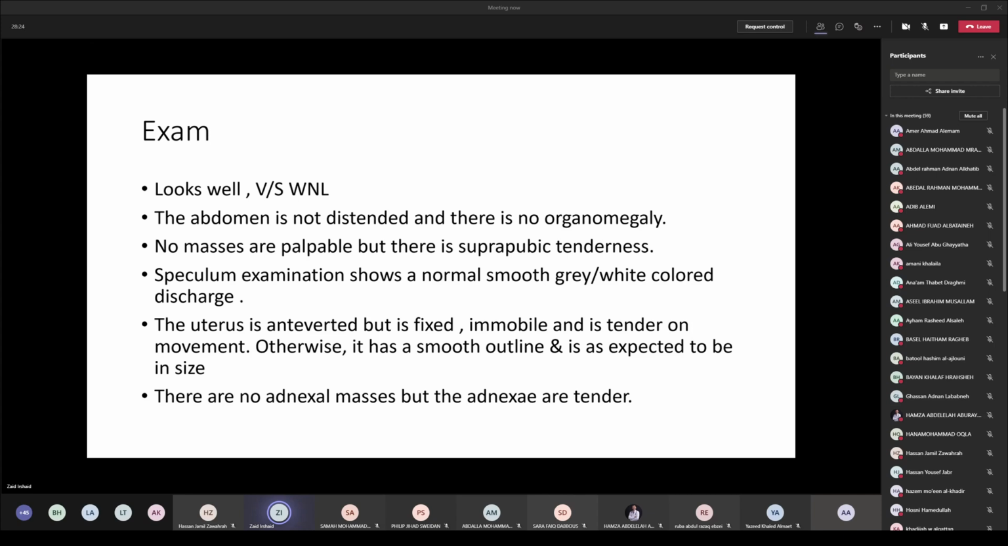It's thin. The uterus is anteverted but fixed, immobile, and it's tender to movement. Otherwise, it has a smooth outline and is as expected in regards to size. In regards to the adnexa, there were no adnexal masses, but the adnexa were tender during palpation. Are the findings clear? Does anyone have any questions in regards to these findings?